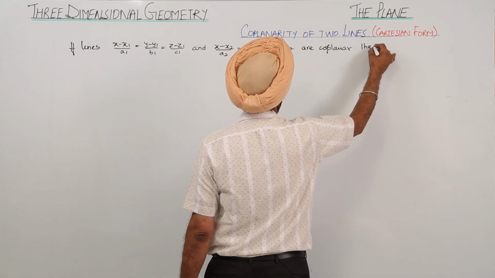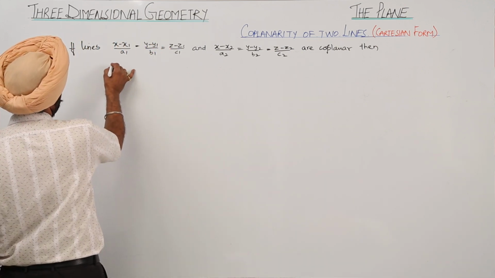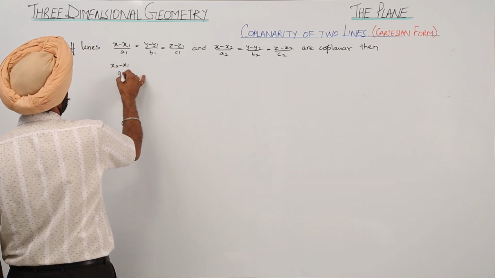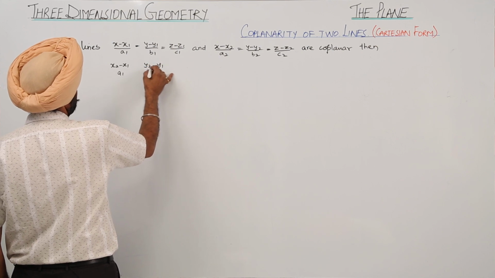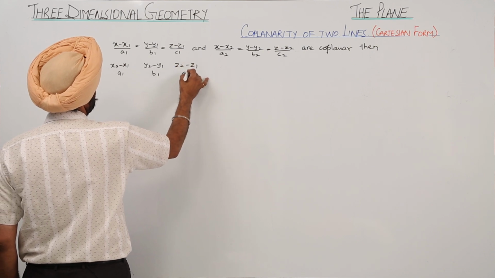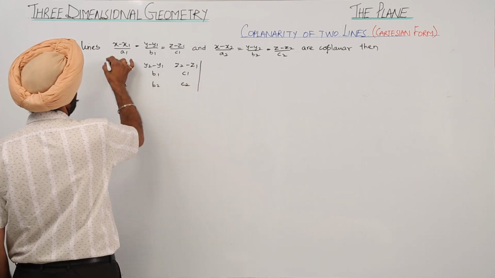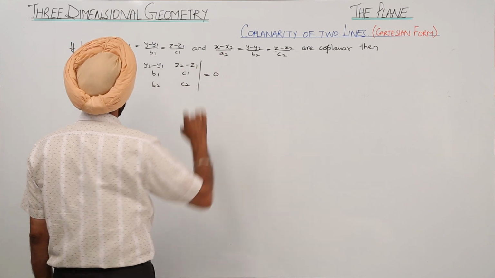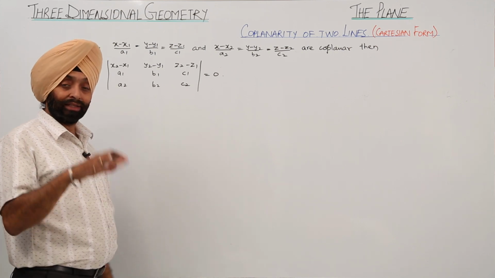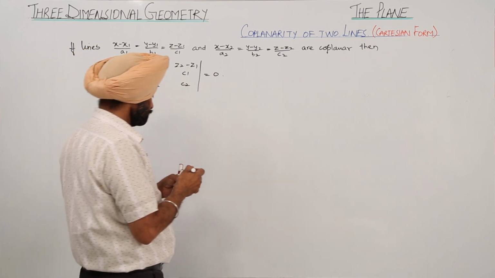then the formula is, we can write it as the determinant with rows x2 minus x1, y2 minus y1, z2 minus z1; a1, b1, c1; a2, b2, c2, is equal to 0. Is it clear? If these are the two lines in the Cartesian form, then the lines will be coplanar if the determinant of this is equal to 0.